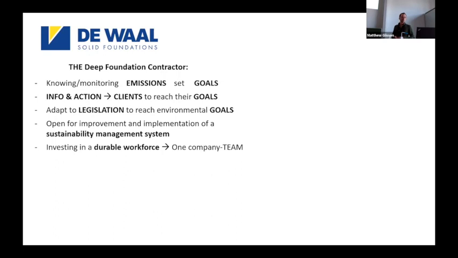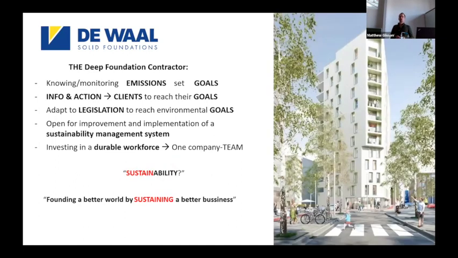And from being a deep foundation contractor, we are now the deep foundation contractor that knows and monitors its emissions and sets goals. We are sharing information on our actions with our clients and help them to reach their goals. We are adapting to legislation to reach environmental goals. We are very open to improvement and implementation of a sustainability management system, which will be the near future for us. And we try to invest a lot in a durable workforce to create one company team. And if you ask us these days about sustainability again, we can answer you that we discovered that by sustaining a better business, we're actually founding a better world around us. Thank you.